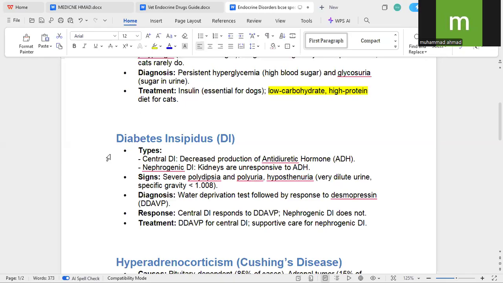There are different types of diabetes insipidus. Am I audible? Doctors, am I audible? Yes, okay, the voice is coming through. Okay, let's talk about diabetes insipidus.